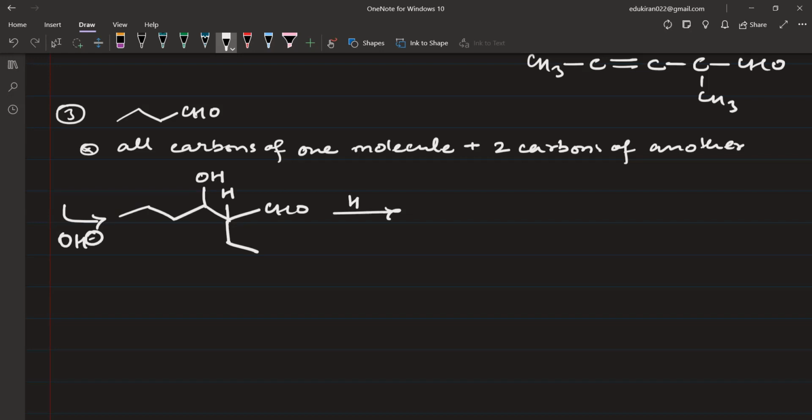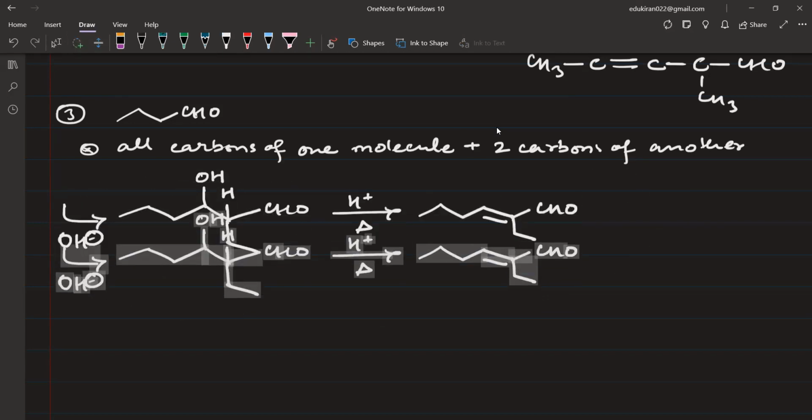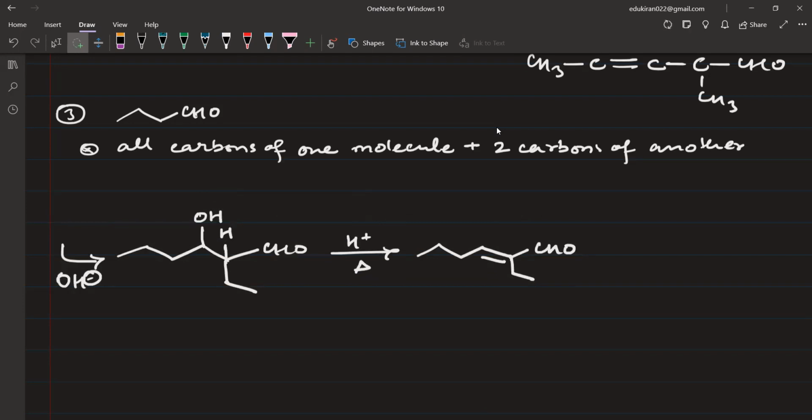And when you are going to do H plus in the presence of heat, 1, 2, 3, 4, CHO and a double bond between alpha and beta. Product बनते हुए दिख रहा है आप लोग को? Yes or no, please tell me. All carbons of one molecule plus 2 carbons of another. End carbon is CHO. ठीक है.